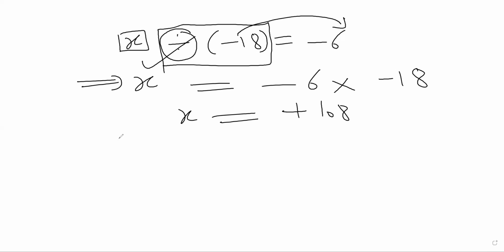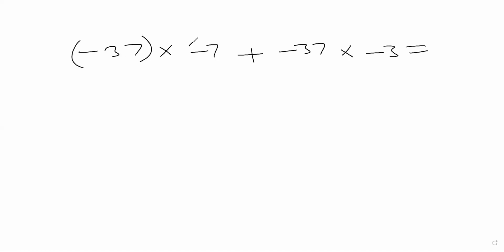Have you written this much in your notebook? Yes, sir. Minus 37 into minus 7, then plus minus 37 into minus 3. You have to find it out by using the distributive property. Try this one. Do you remember the distributive property? Yes, sir. 37 is common. Okay, try that. Tell me what your answer is.